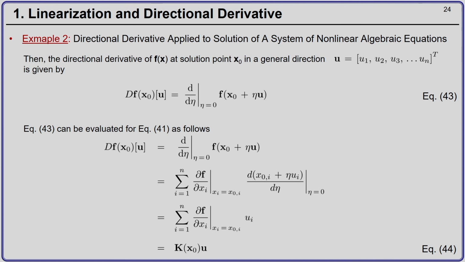So, what we do is we take the Taylor series expansion of the function, and we look into the directional derivative of our function at solution point x 0 in any general direction u, which is given here. The directional derivative of f evaluated at the solution point x 0 in the direction u will be d by d eta of f evaluated at x 0 plus eta u at eta equal to 0.